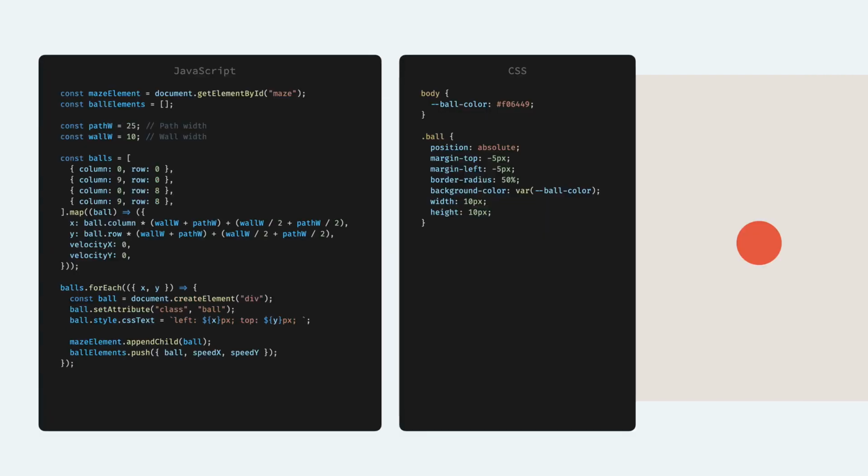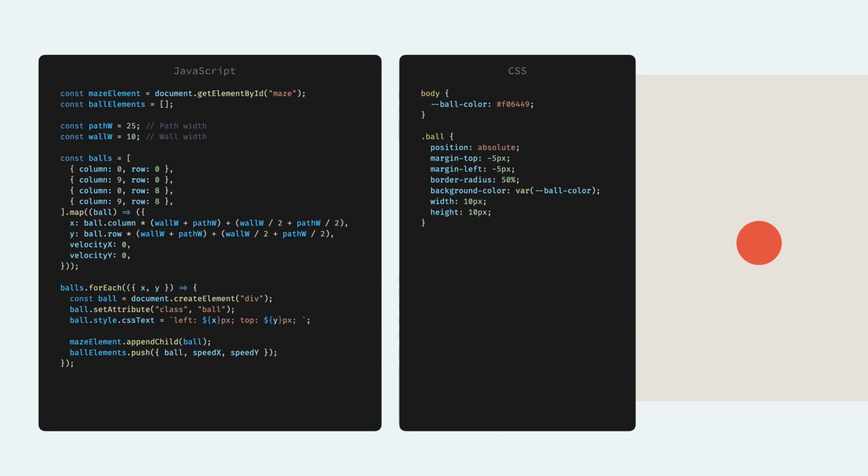Let's start with the layout real quick before we get to the hardcore calculations. In HTML, we have a maze element which is rather empty, and we will populate it with the walls and ball elements with JavaScript. In JavaScript, we have an array with the initial metadata of the balls containing in which row and which column they are at the beginning of the game. Then we map this array to the exact positions on the screen and extend the data with velocity. At first, the velocities are 0, as the balls are stationary.